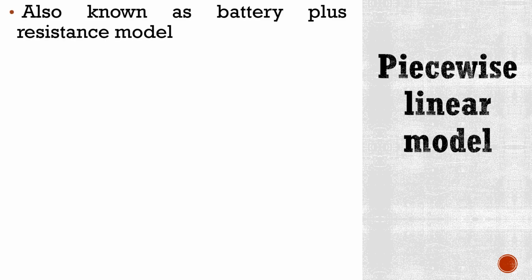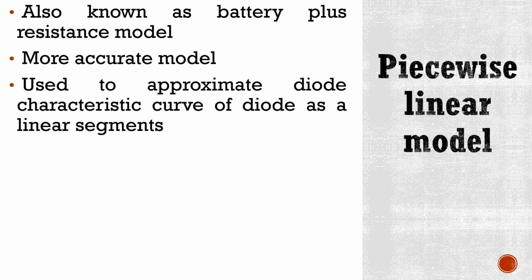Now we will understand the piecewise linear model. It is also known as the battery plus resistance model. This model is more accurate than the ideal diode assumption. This method is used to approximate the diode characteristic curve as a series of linear segments. That is, it approximates the exponential curve of diode by a straight line.